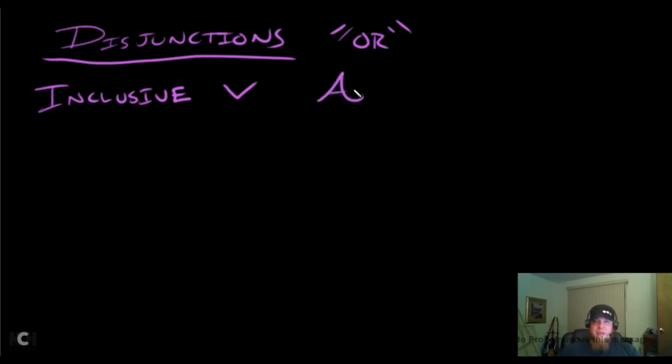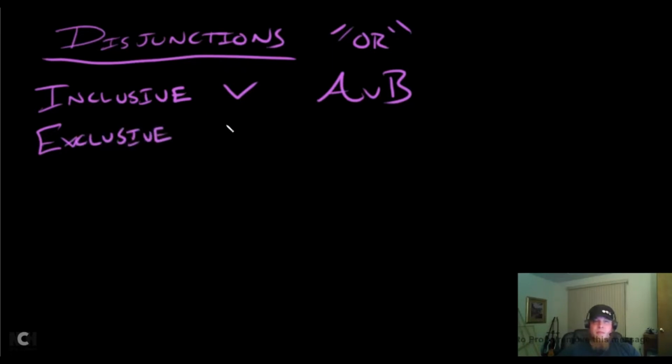Now we're talking about disjunctions. What are disjunctions, or "or" statements? There are two kinds of "or" statements, so we're going to have two symbols here. We have inclusive disjunctions, and the symbol for that is the wedge. It looks like a V. If I say something like A wedge B, what this means is it's A or B, but it could be both. Then there are exclusive disjunctions.